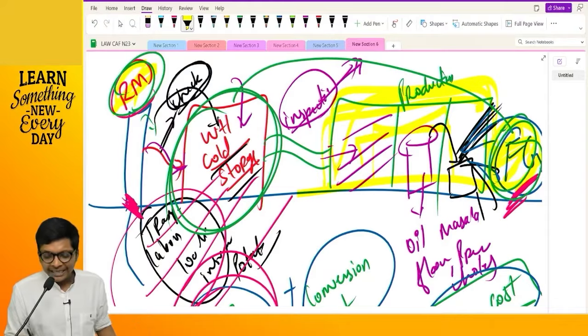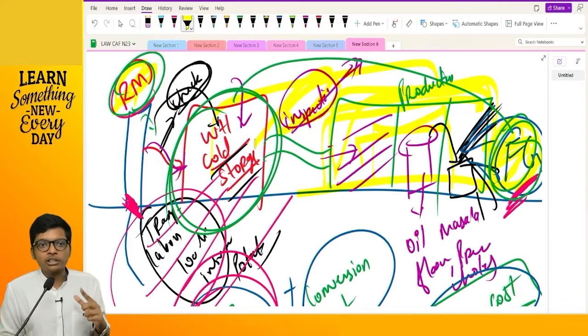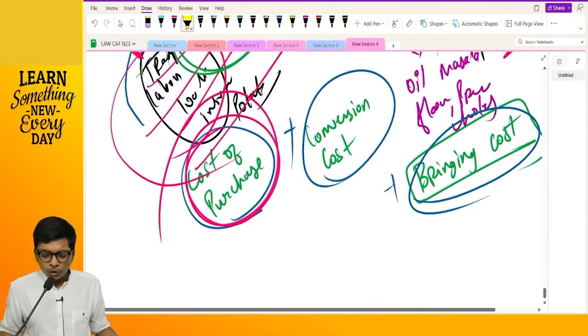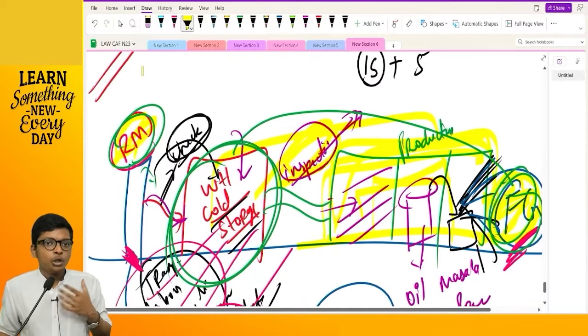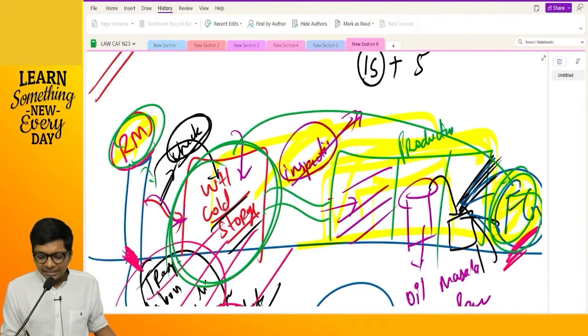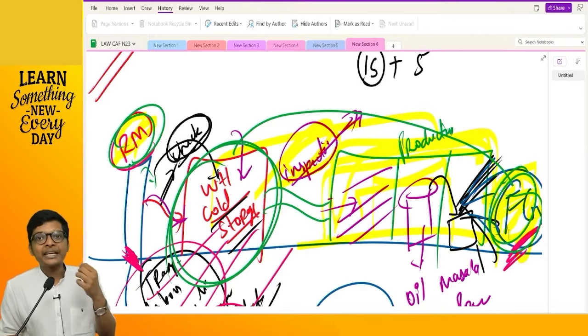Packing and the Lay's chips. I'll incur all these inspection costs, correct? All this is cost of conversion. Then finally, what do you mean by bringing cost? Cost necessary to bring the finished good to its present condition and location. Once it becomes finished goods, I have to pack it, packing cost.